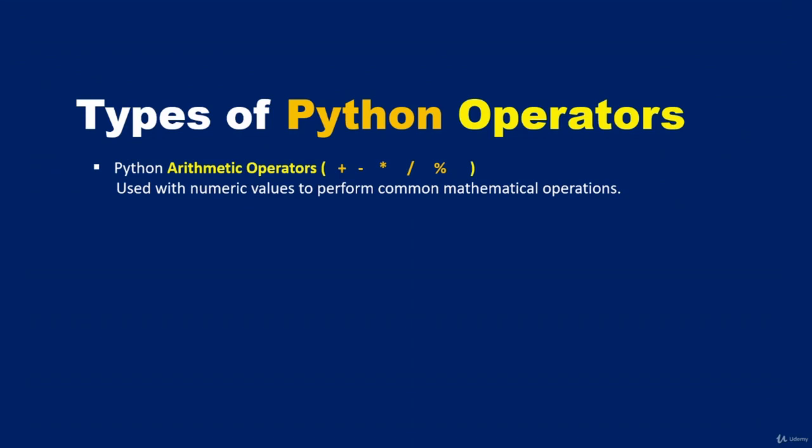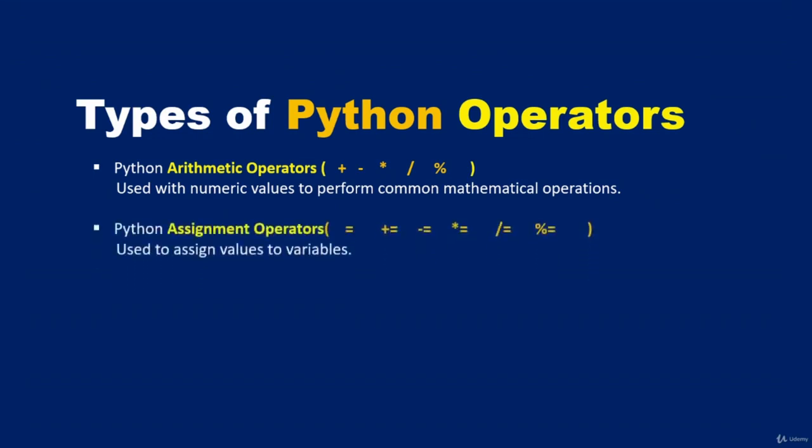The next type of operator is the assignment operators. This type of operator is basically used to assign values to variables. These are what the symbols look like. You've got equals, plus equals, minus equals, multiplication equals, division equals, and modulo equals.